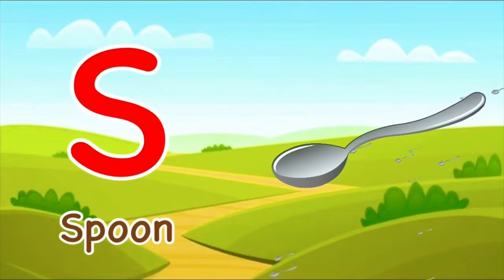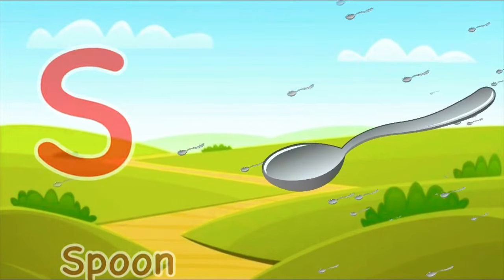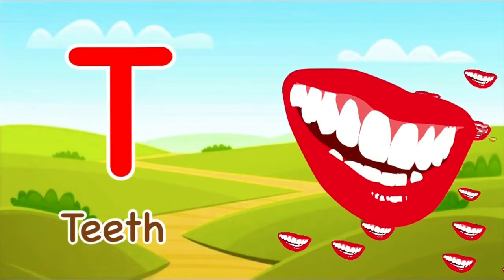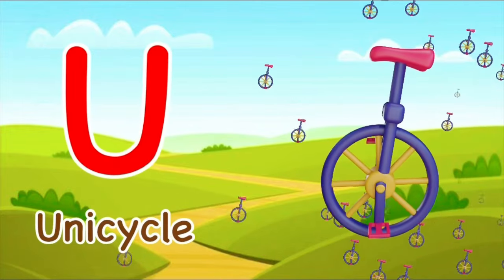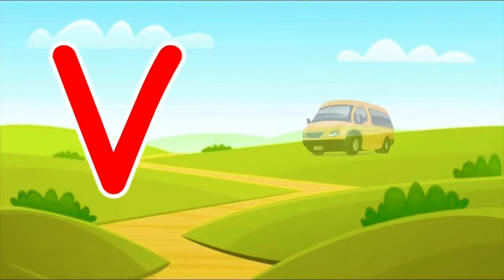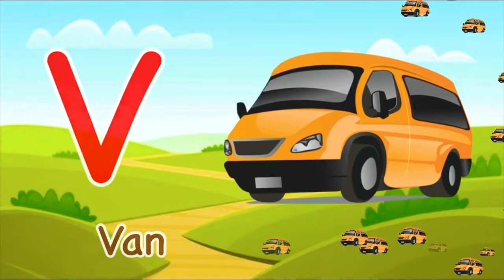S for spoon. T for teeth. U for unicycle. V for van.